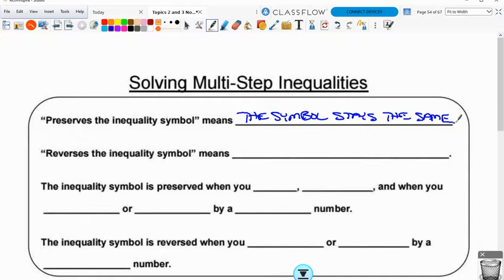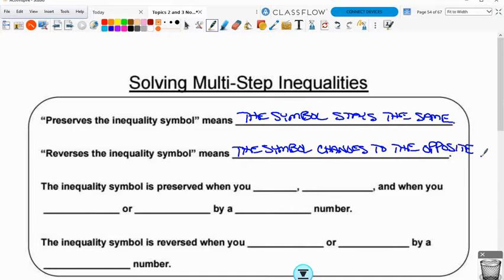But reverses the inequality symbol means that the symbol changes to the opposite symbol. Okay, now we need to know when the symbol should be preserved and when the symbol should be reversed.